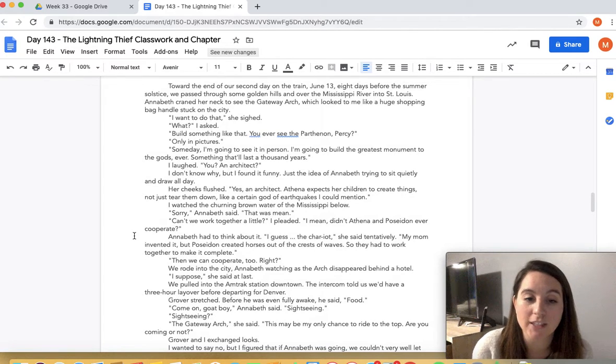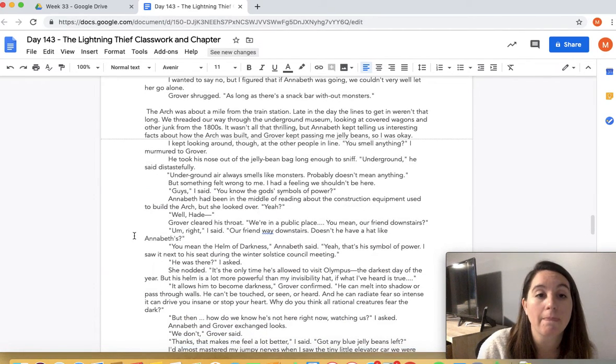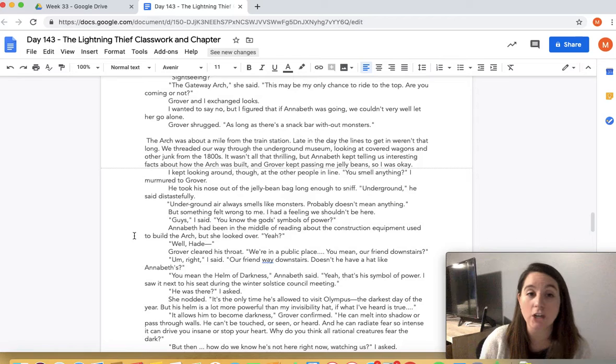We pulled into the Amtrak station downtown. Then the intercom told us we'd have a 3-hour layover before departing for Denver. Grover stretched before he was fully awake. He said, Food? Come on, goat boy, Annabeth said. Sightseeing. Sightseeing? The Gateway Arch, she said. This may be my only chance to ride to the top. Are you coming or not? Grover and I exchanged looks. I wanted to say no, but I figured that if Annabeth was going, we couldn't very well let her go alone. Grover shrugged. As long as there's a snack bar without monsters.